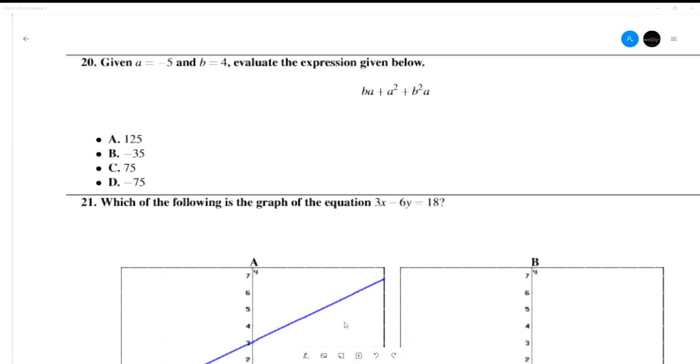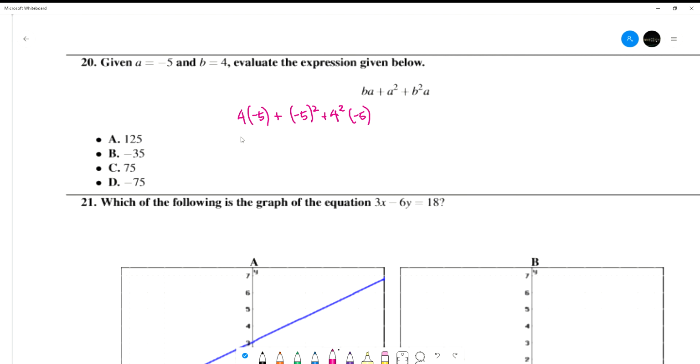All right, so this is from way back in early, like the first or second week of school even, right? So we have an expression where we have to substitute these values. So let's substitute this in properly. We have b, which is 4, times a, which is negative 5. I'm going to use parentheses around that negative, plus negative 5 in parentheses squared, right? Plus 4 squared times negative 5.